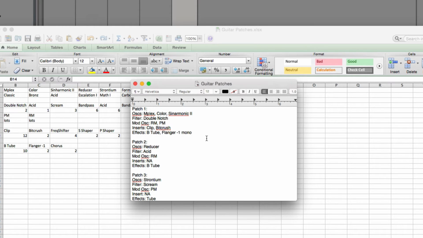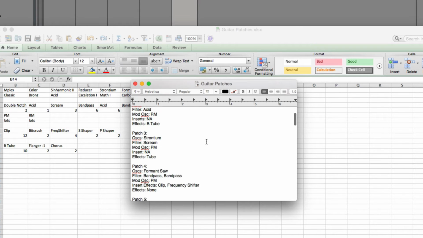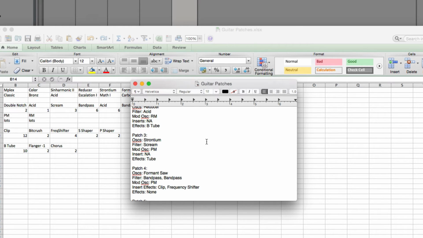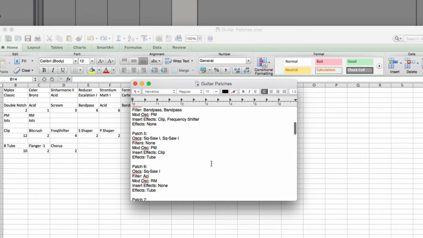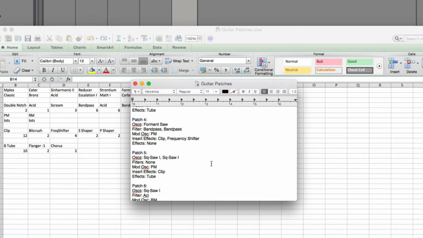For patch 2, we have reducer for the oscillator, acid for the filter, ring modulation for the Mod OSC, and no inserts. And we had B-tube as the effect. For patch 3, we had strontium. The filter was scream. We had a Mod OSC of PM phase modulation, no inserts, and we had tube on the main effects.